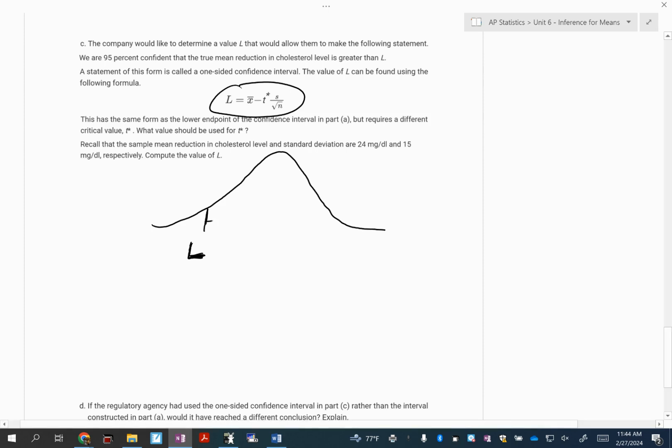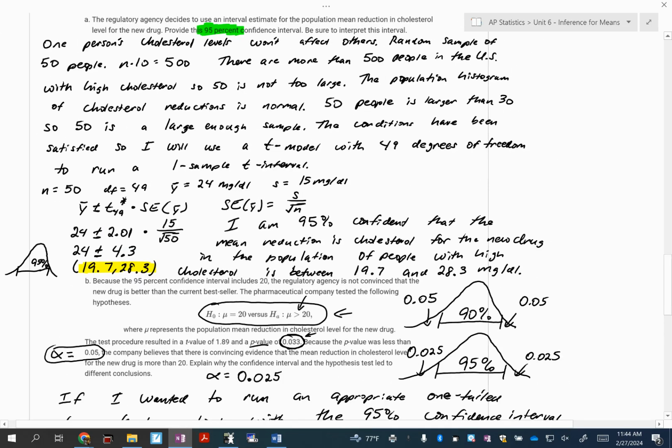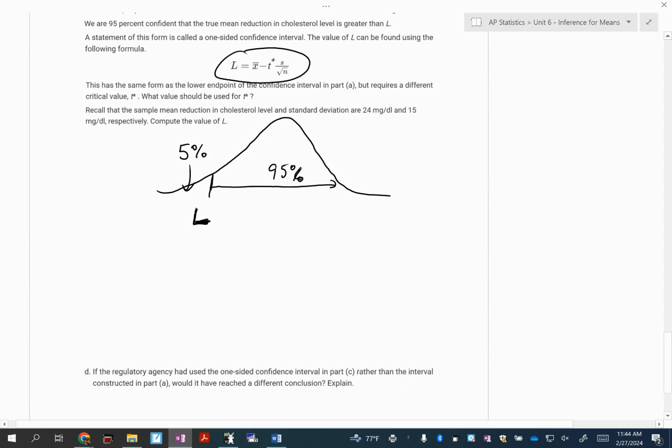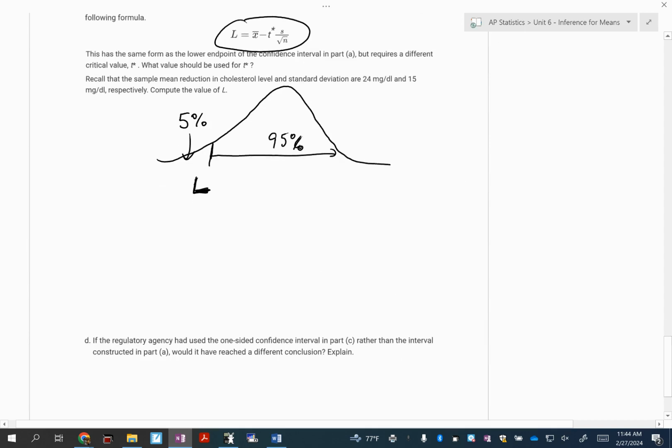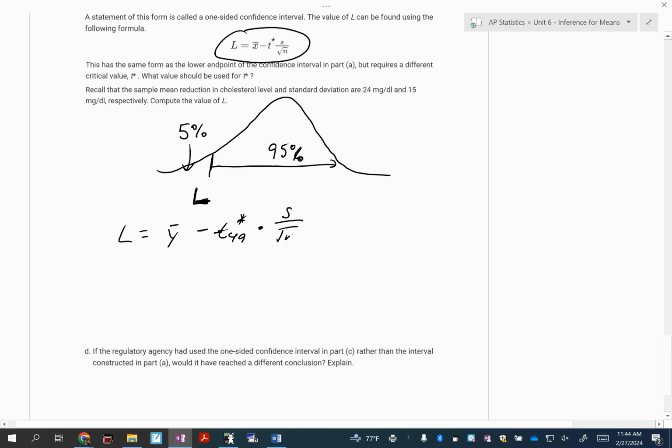So then the idea is that there would be 95% that way, and so how much is in this tail would be 5%, which is different than when we found a T star up here, right? We had 2.5% in each of these tails when we did part A. So we will actually need to get a different T star. It requires a different critical value to get that letter L. So I'll go ahead and do the same kind of stuff that we had before. This is L equals y bar minus, I need to find a T star with 49 degrees of freedom times, it does give me that formula, S over the square root of N.